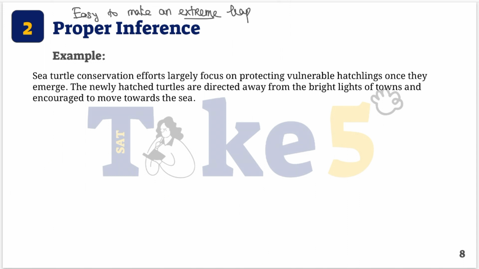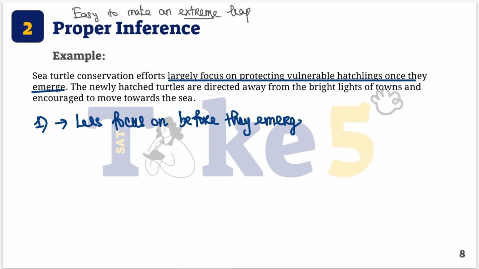The first sentence states that conservation efforts largely focus on protecting vulnerable hatchlings once they emerge. We can therefore conclude or make a flip to infer that the conservation efforts are less focused on protecting hatchlings before they emerge or when they are still in their shells. What happened after they emerge, or in other words, what happened to the vulnerable hatchlings that the conservation efforts need to protect them from? The second sentence tells us that the conservation effort is directing the hatchlings away from the bright lines of towns and to the sea.